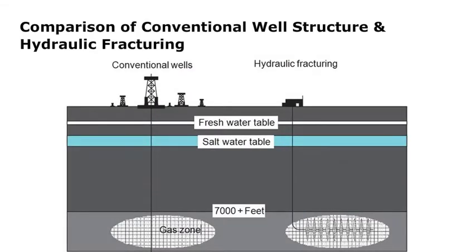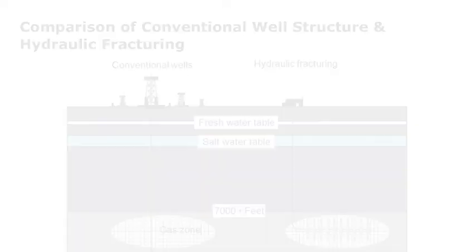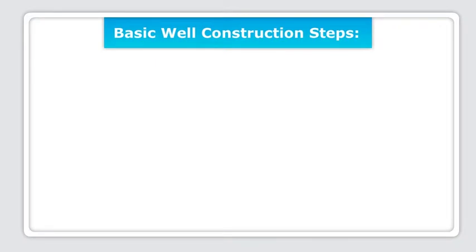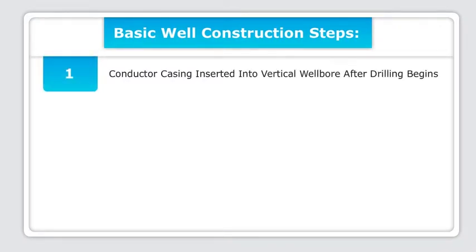Here is a comparison of conventional well structure and hydraulic fracturing. Drilling conventional wells and those to be used in hydraulic fracturing begin in much the same way. The basic well construction steps are: 1. An initial length of steel pipe, called conductor casing, is inserted into a vertical well bore soon after drilling begins. This is done to stabilize the well as it passes through the shallow sediments and soils near the surface.